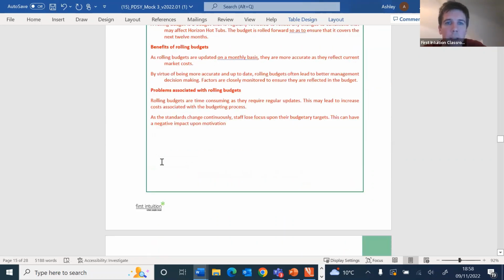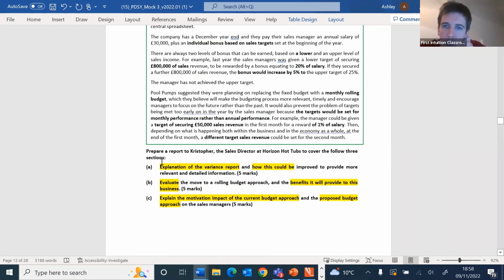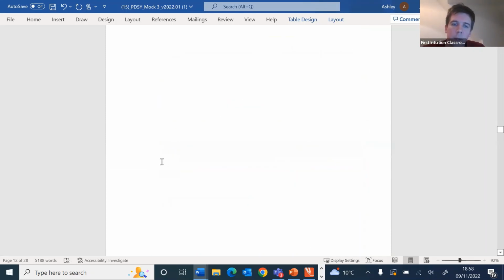Proposing the bonus being based on rolling budgets would be more likely to encourage a manager to remain motivated on a monthly basis. What I also like about it is that there's the license for Horizon to tweak the target. So as it says, depending on what's happening both within the business and in the economy, at the end of the first month, a different target sales revenue could be set.